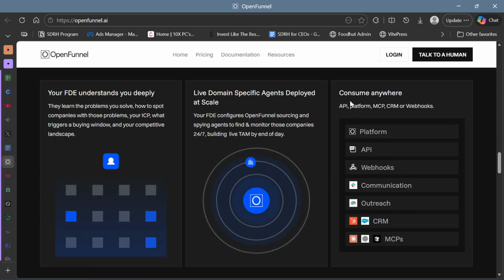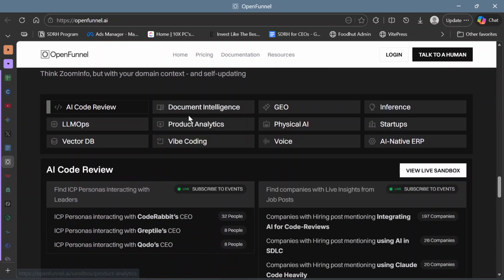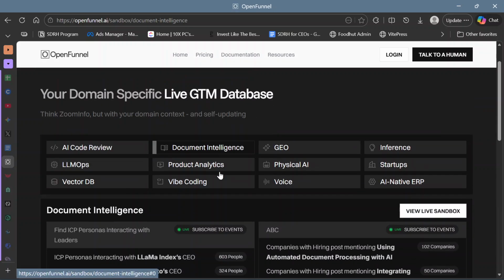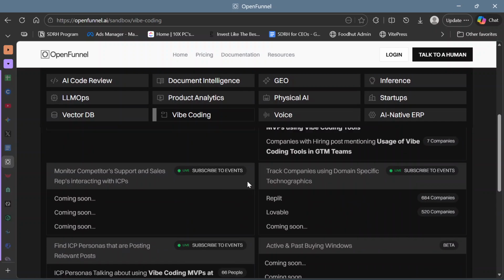Then consume anywhere. So you can either use API, platform, SAP, CRM, or webhooks. This is quite interesting. Your domain specific live GTM database. Think ZoomInfo, but with your domain context and self-updating. And here are some things I think can be done. We have AI code review, document intelligence, physical AI, vibe coding, voice, etc.